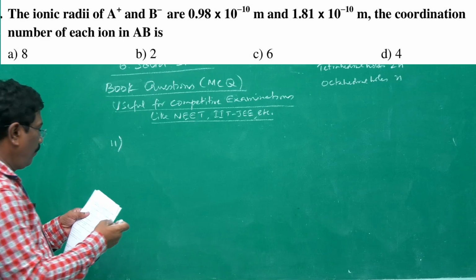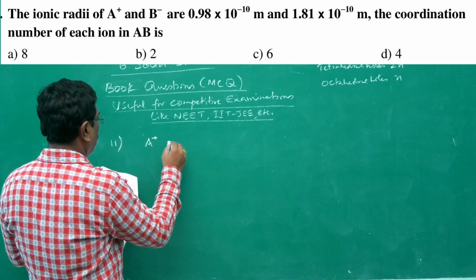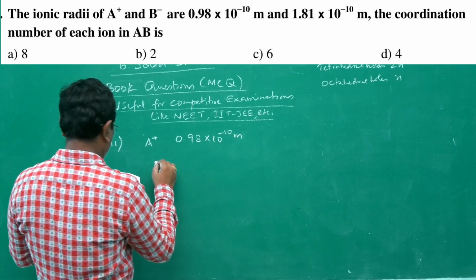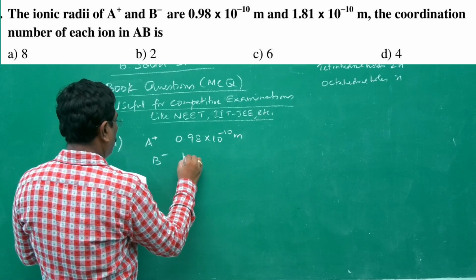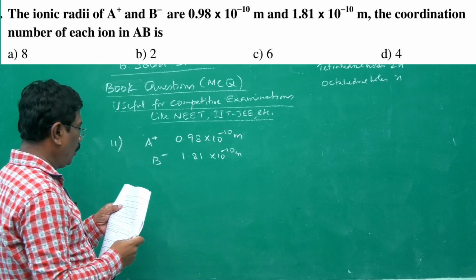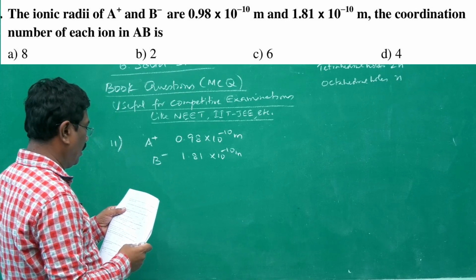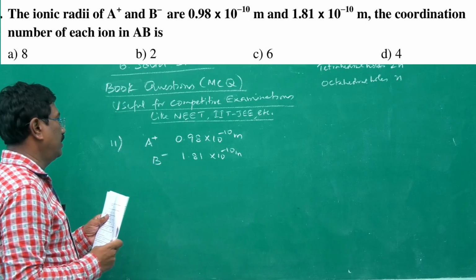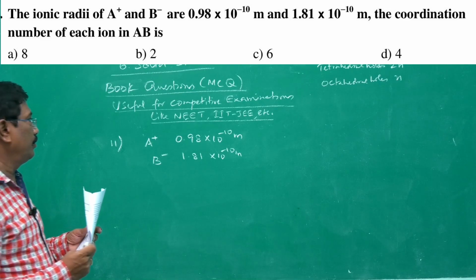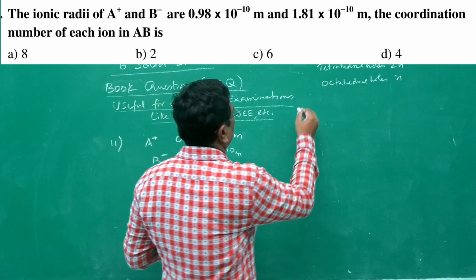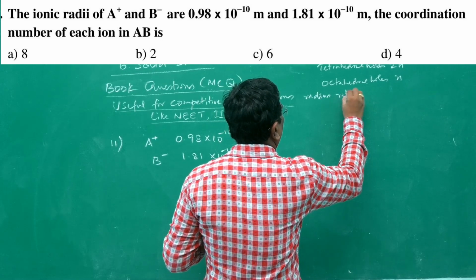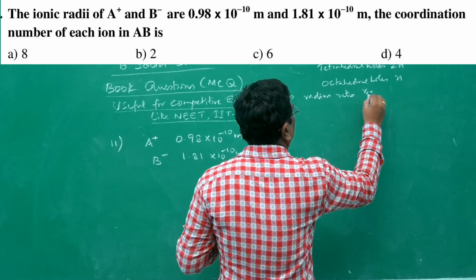The ionic radii of A+ is given as 0.98 into 10 power minus 10 meter. That of B minus is 1.81 into 10 power minus 10 meter. We are asked to find out the coordination number of each ion in AB. So coordination number they asked. It can be calculated based on the radius ratio. Radius ratio between cation and anion.